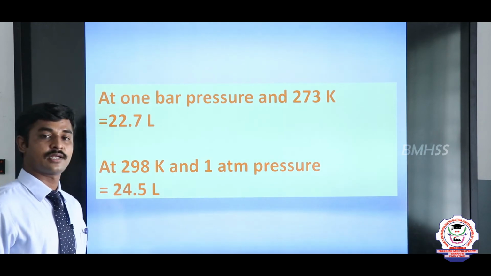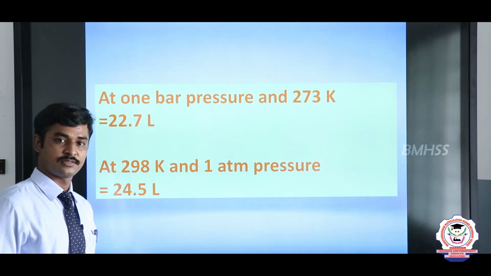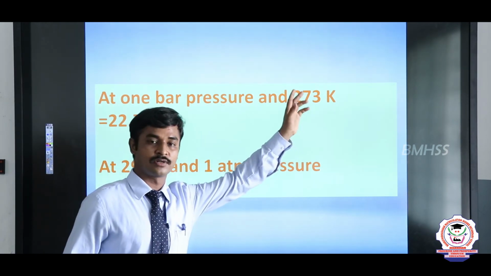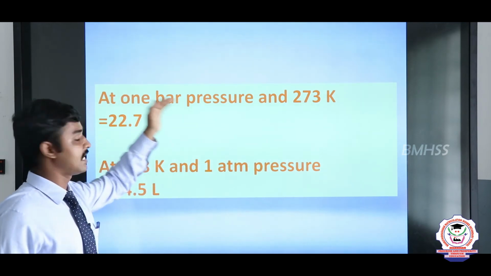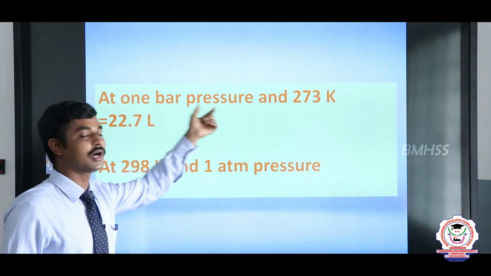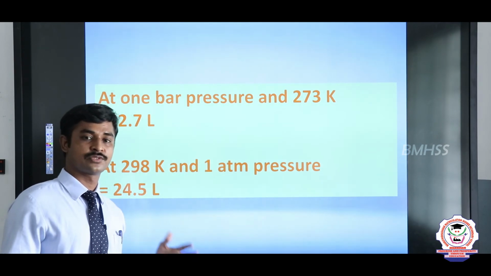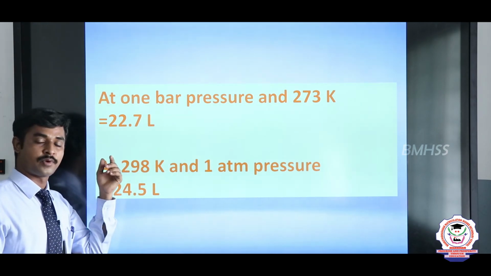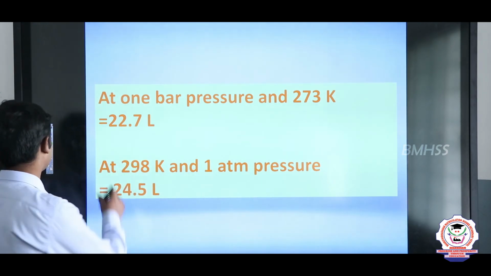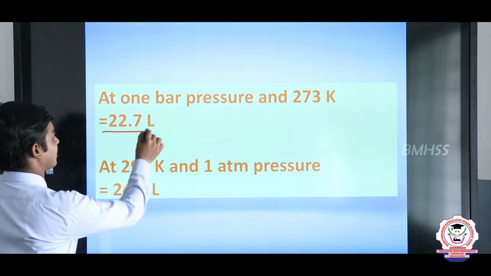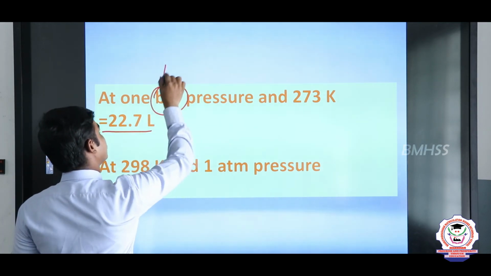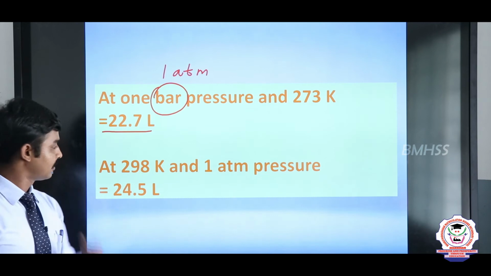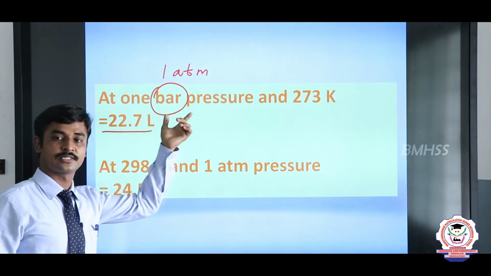If we change the standard temperature and pressure, for example, the temperature is still 273 Kelvin, but the standard pressure is changed into 1 bar pressure. Generally, we use a pressure of 1 atmosphere, but here we use 1 bar pressure. So the volume is 22.7 liters, because we use 1 bar pressure instead of 1 atmosphere. The unit is changed, so we change the pressure.